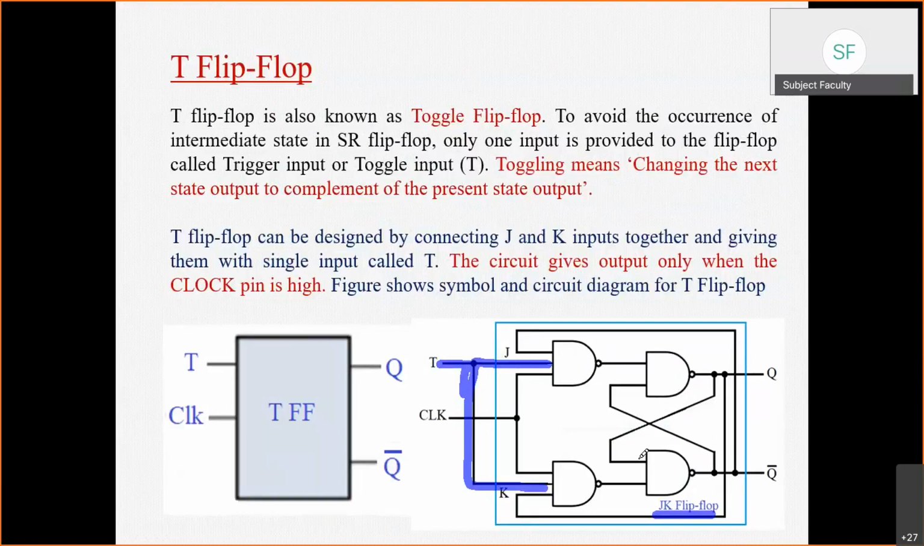So if you understand the working of JK completely, then the T flip-flop will be very simple to you, because we will be utilizing only two conditions of the JK flip-flop here. Which are those two conditions? That when both inputs are equal. That means either J and K equal 0, or J and K equal 1. So we are utilizing these two conditions and not the intermediate conditions.